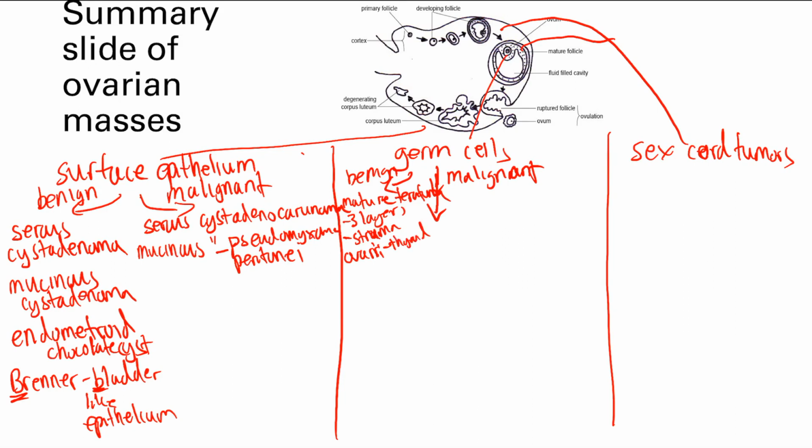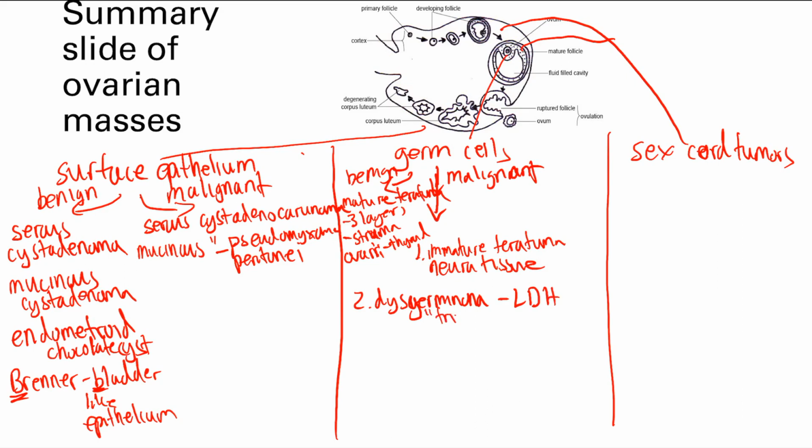Okay. And then malignant is you can have the immature teratoma, and that is mainly with the neural tissue. Neural tissue. Okay, and then second is the dysgerminoma. And remember, that's the testicular seminoma equivalent, and it secretes LDH, so LDH is increased. And then this has the fried egg cells.